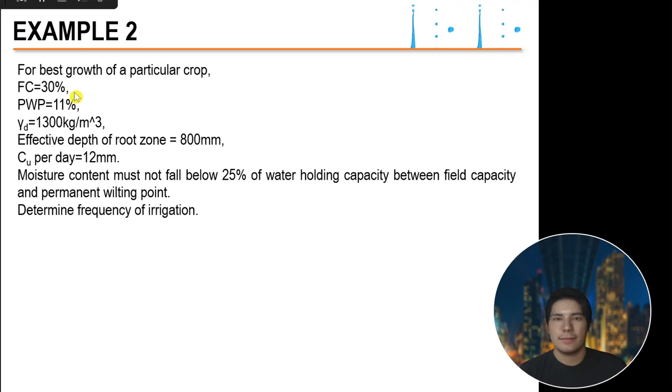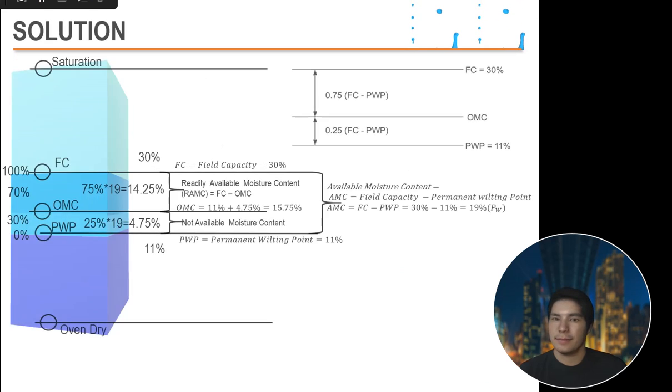Another example for the base crop of a particular crop, so given yung field capacity na 30%, the permanent wilting point na 11%, the dry unit weight na 1,300 kg per cubic meter, and we have this effective depth of root zone which is 800 mm, and then we have this consumptive use per day, that is 12 mm per day, and then we have this moisture content must not fall below 25% of the water holding capacity between the field capacity and the permanent wilting point. So ano daw yung frequency ng irrigation? So gaano tayo kadalas mag-irrigate, no?